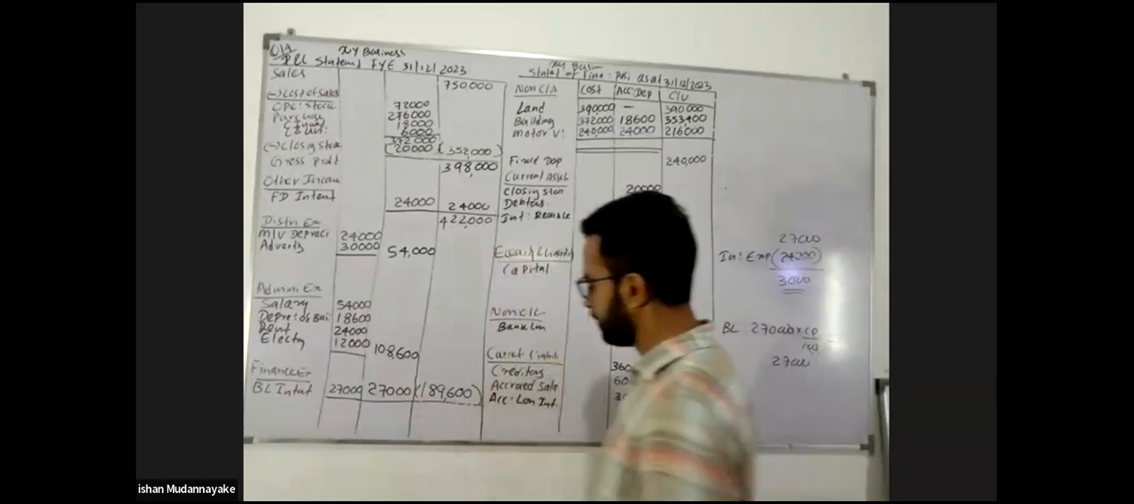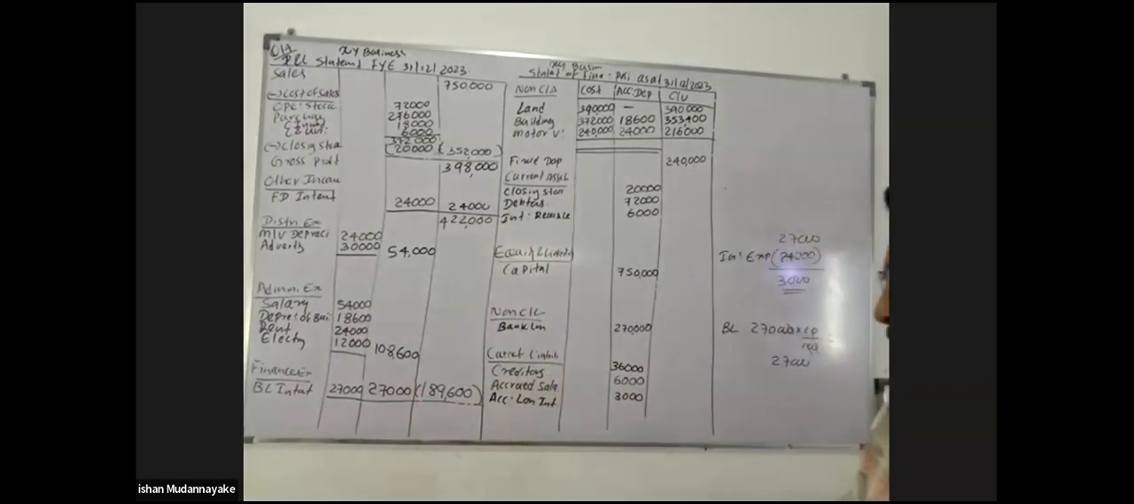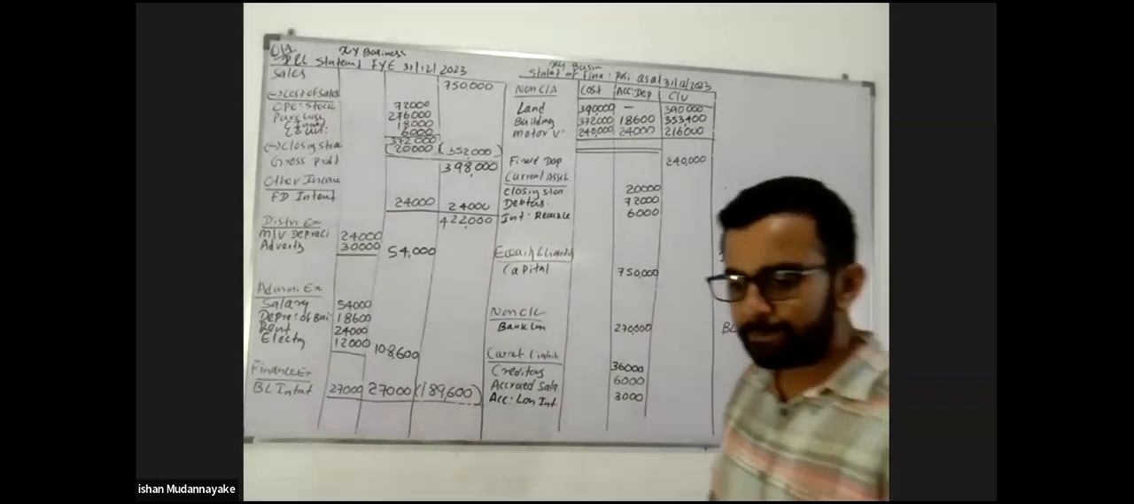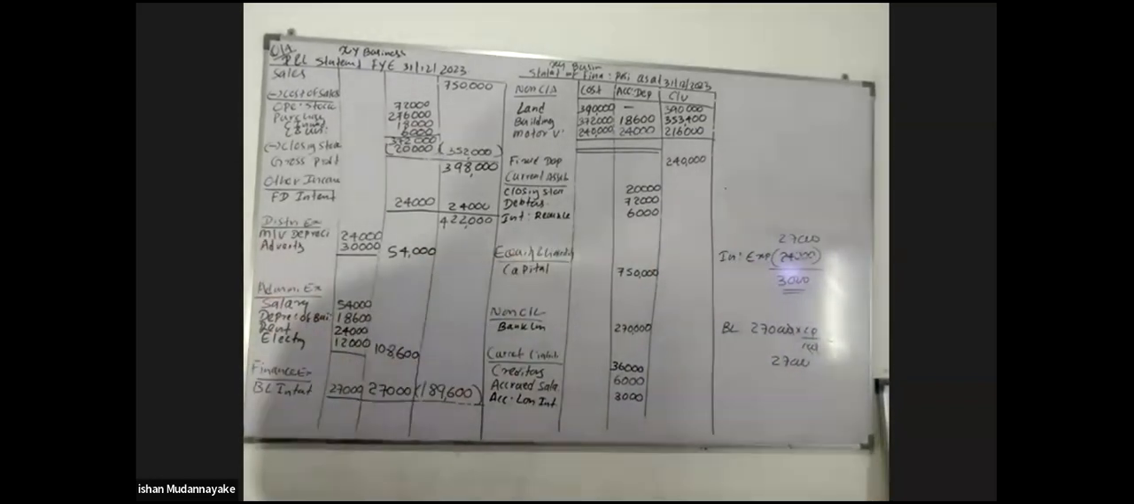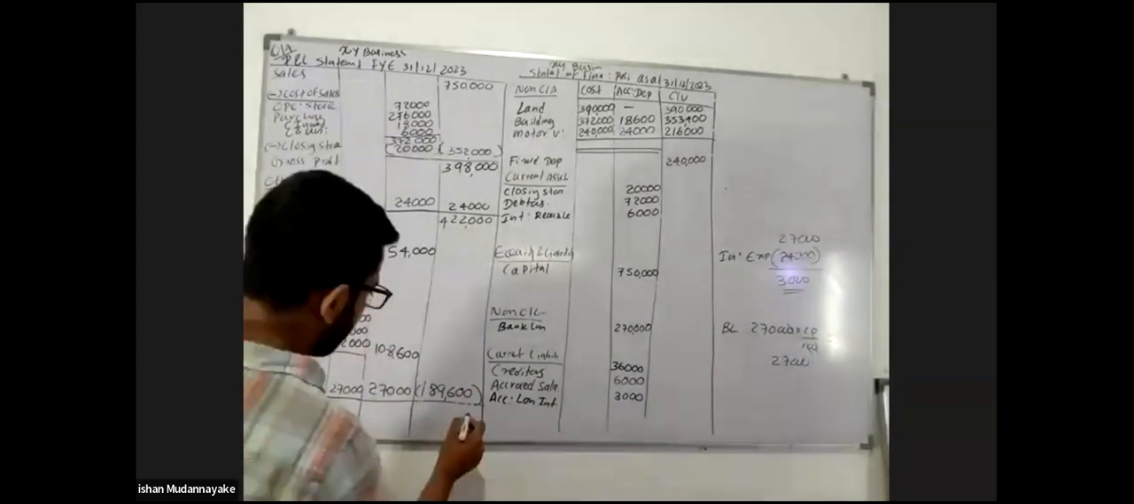Is it correct? Total expense of the business organization 189,600. Is it correct? Yes, sir. Fine. Okay, Akshaya. Then how much is the profit of the business?